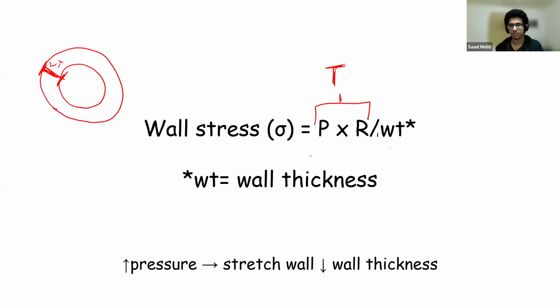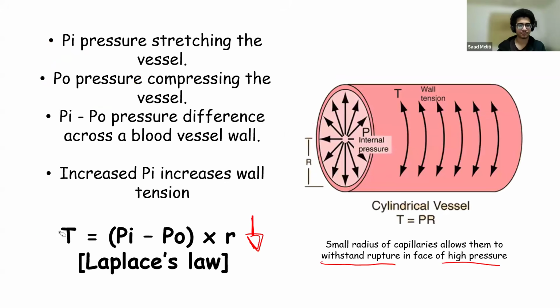does having a small radius mean more tension? No, having a small radius, wait, let me go back. Having a small radius means less tension, because look, tension is equal to the pressure difference times the radius. If we decrease the radius, we're going to have way less tension. The capillaries will have no trouble at all withstanding the pressure because there's no tension being put on them. Does that make sense?